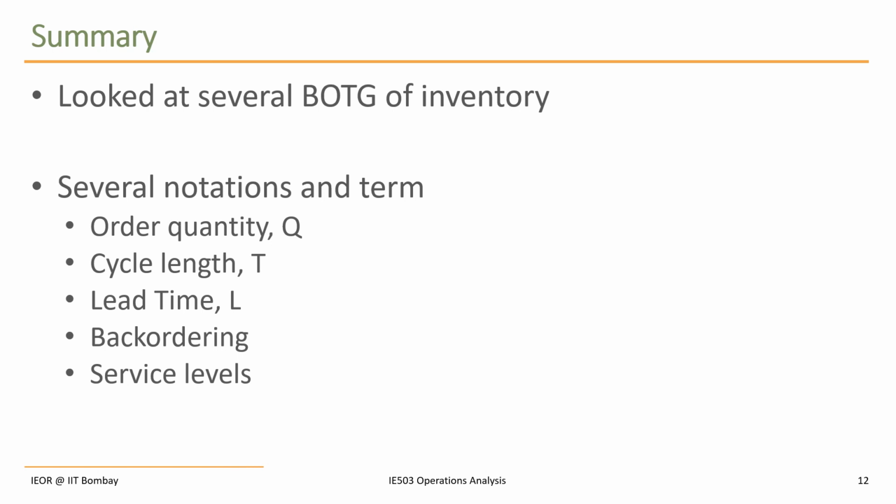So in summary, we looked at several behavioral time graphs of inventory, hoping to visualize what happens to inventory dynamics. We saw a classical sawtooth shaped behavior of inventory over time. Several notations and terminologies were introduced, such as order quantity, cycle length T or order cycle T, lead time L, back ordering, service levels, etc.